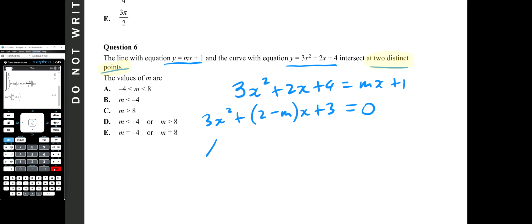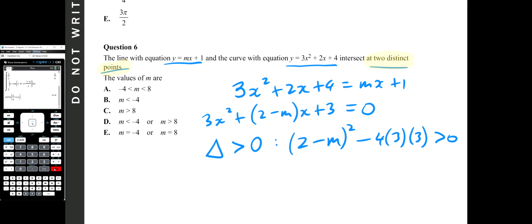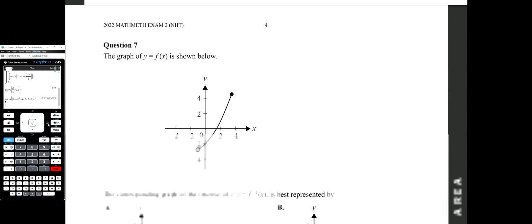In other words, we want the discriminant of this quadratic equation to be greater than 0. So in order for that to happen, the discriminant is b squared minus 4ac. We want that to be greater than 0. So solving this on the CAS, menu 3, 1, solve 2 minus m squared minus 4 times 3 times 3, and greater than 0, so control equal, greater than 0, comma m, and we end up with an answer of m less than -4 or m greater than 8, and that right there is option D. Moving on to question number 7.